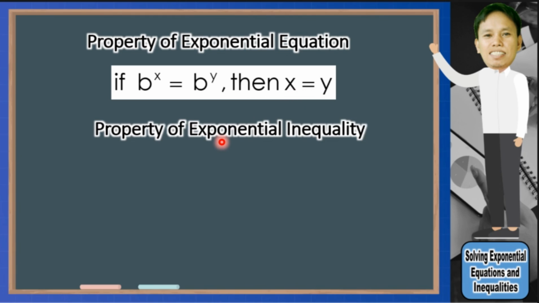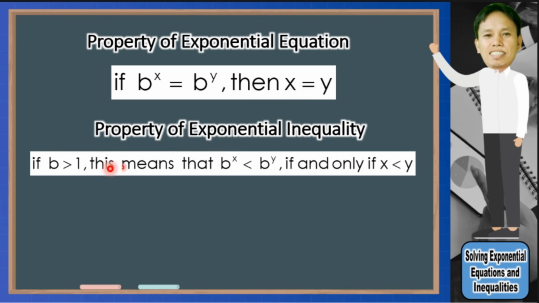And the property of exponential inequality, if b is greater than 1, this means that b to the power of x is less than b to the power of y if and only if the exponent x is less than y. Therefore, if b is greater than 1, the direction of inequality is retained with respect to the exponent.